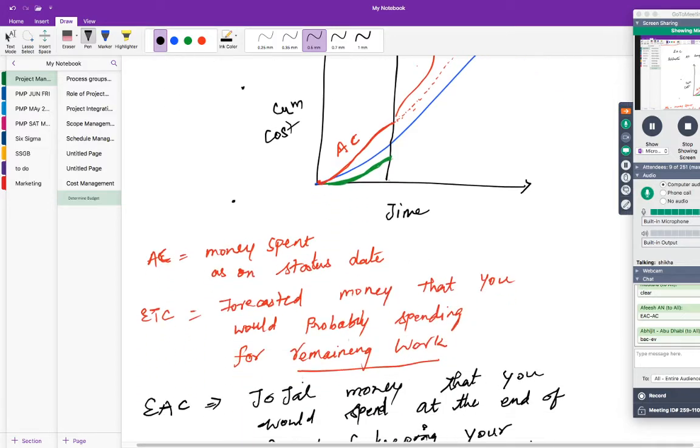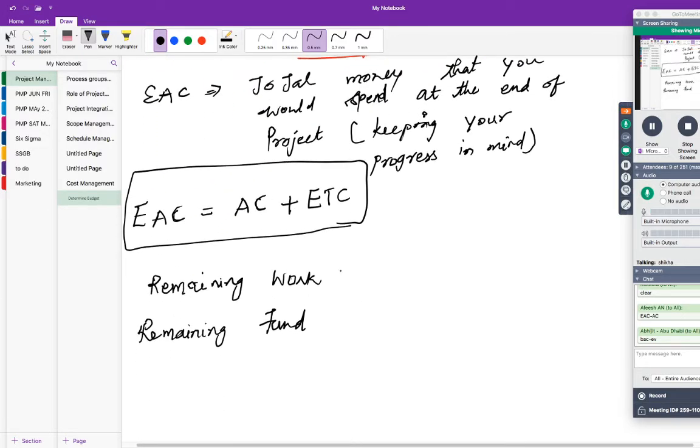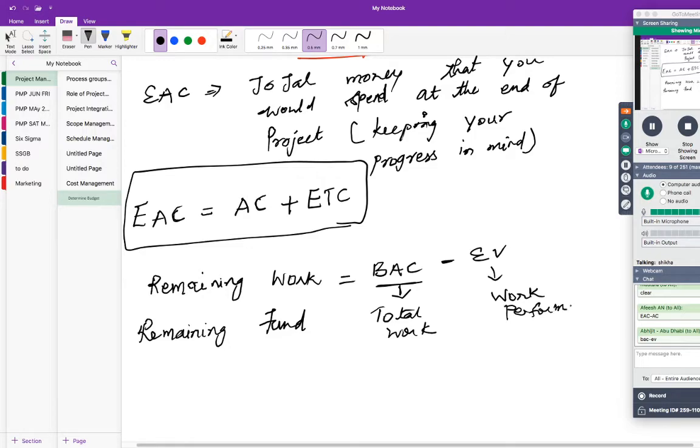So remaining work can be written as BAC minus EV. Why? Because BAC is the total work, the budget for the total work scheduled, so that's the total budget. Whereas EV is the work performed. This is the budgeted cost for the work, the value of the work performed, right?